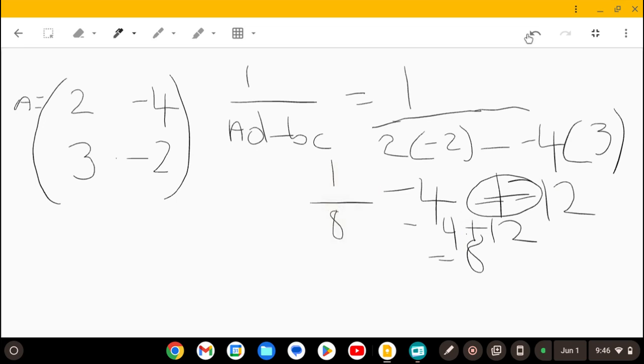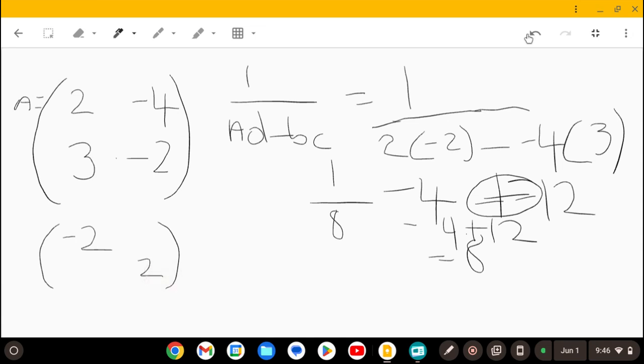So here we need to find the adjoint. To find the adjoint, what we'll do is first swap places of A and D. A is 2, D is -2. So -2 would come into A's place, and A will go into D's place, which is 2. This is to find the adjoint.